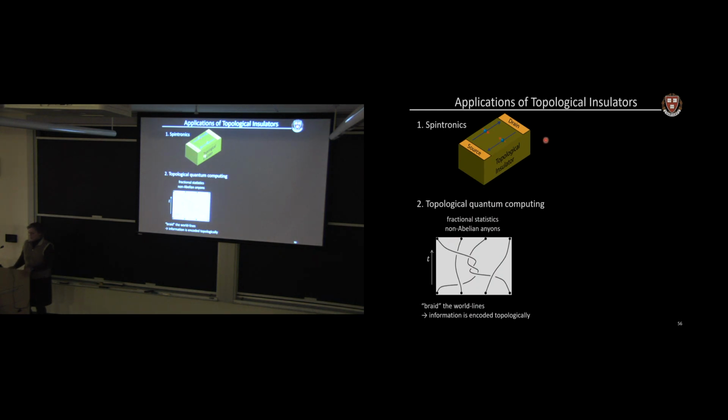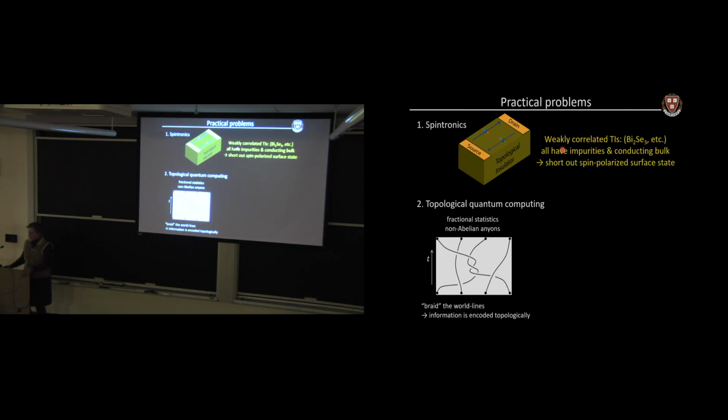So spintronics is one application of topological insulators, but the weakly correlated, the first generation topological insulators, even if they're not semimetals, even bismuth selenide, bismuth telluride, some of the other first generation weakly correlated topological materials, they tend to have impurities and a conducting bulk just from the impurities, even if they're nominally insulators.